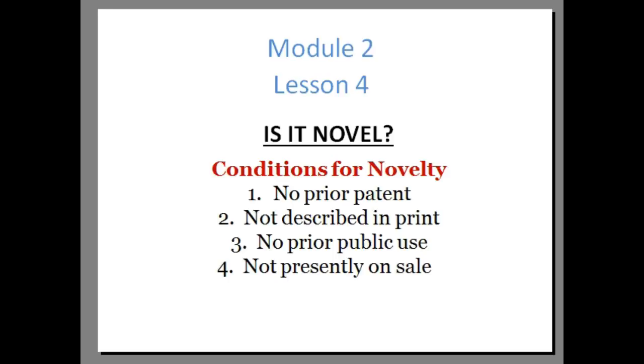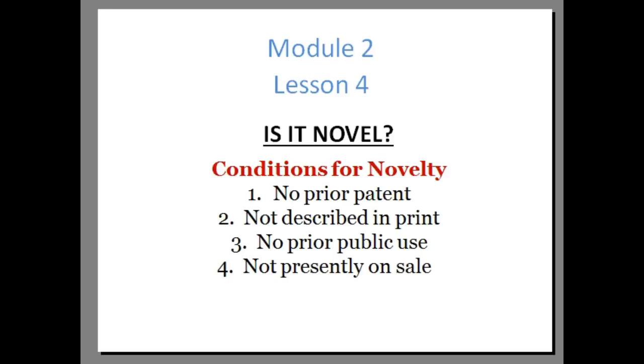Module number 2, lesson number 4. Is it novel? Novel is an interesting term, so let's talk about the conditions for novelty. Number 1, no prior patent. We already learned that as one of the first things we do. We do a patent search to see if we're stepping on or creating a problem with somebody else's patent. Number 2, not described in print. You cannot have a patent application that's been described somewhere else in another publication.